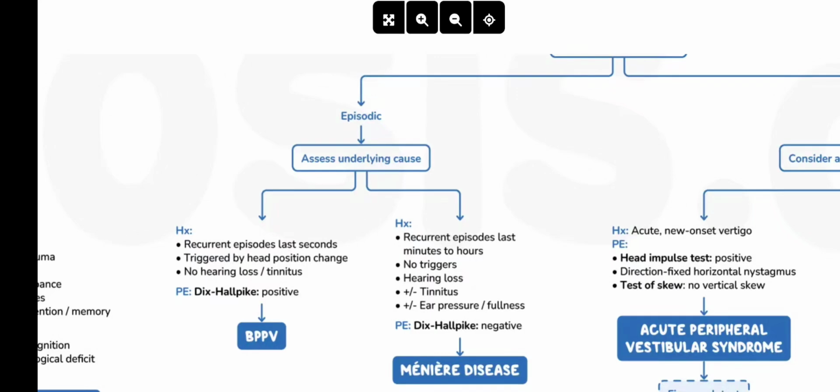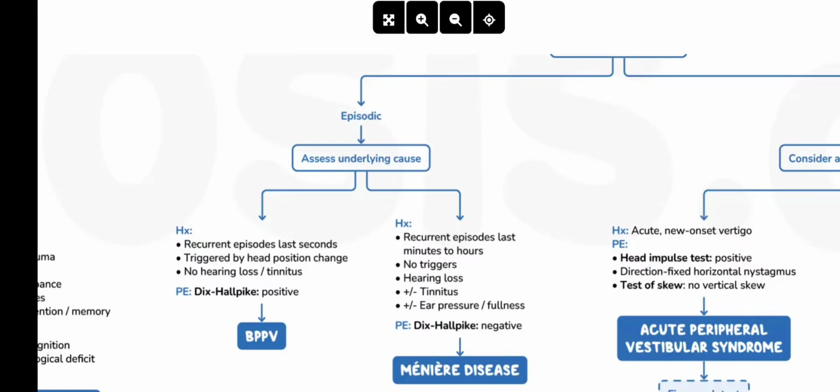If it's episodic, lasts a few seconds, and has a triggering factor, then definitely it is benign paroxysmal positional vertigo, with no hearing loss and tinnitus. Well, listen, benign paroxysmal positional vertigo is a vestibular disease, so it has nothing to do with hearing loss, and it has a triggering factor, like triggering by head position change. So here there will be no hearing loss because it's a vestibular disease.